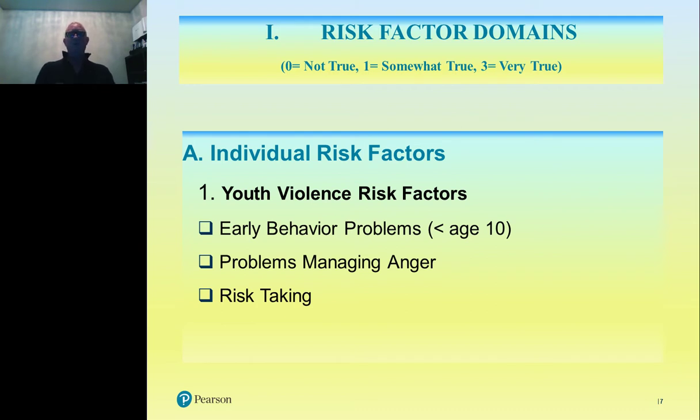So as we dive in, under this child or adolescence, pre-adolescence individual risk factors, the most important thing is what those youth violence risk factors are. And we know from the literature that early behavior problems that start before age 10 are a key indicator.